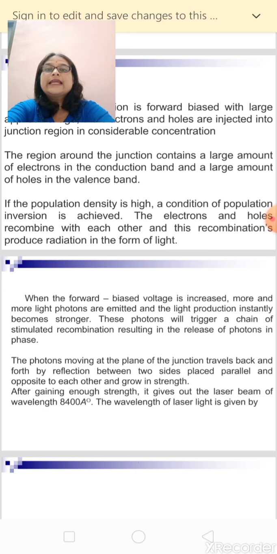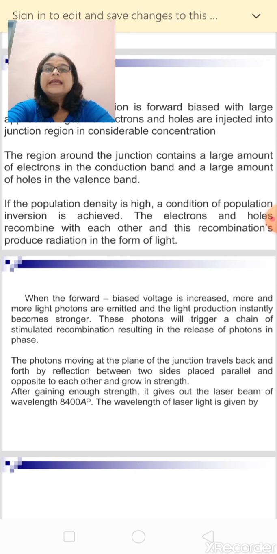The wavelength of the laser light can be given by this formula, that is Eg equals h nu, where nu is the frequency. We can write nu as c by lambda, where c is the speed of light and lambda is the wavelength, and h is the Planck constant. By rewriting this equation we find that lambda equals hc by Eg, where Eg is the band gap energy, whose unit is joule. Now this is the working of a semiconductor diode laser.